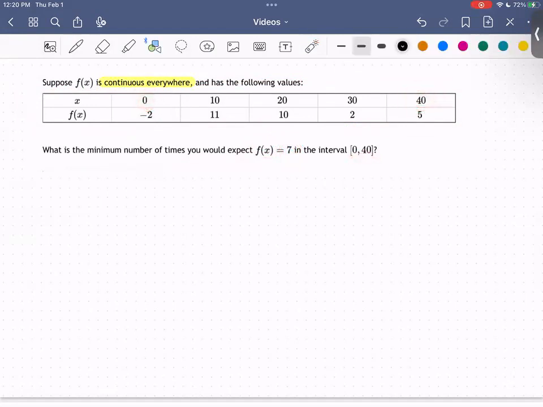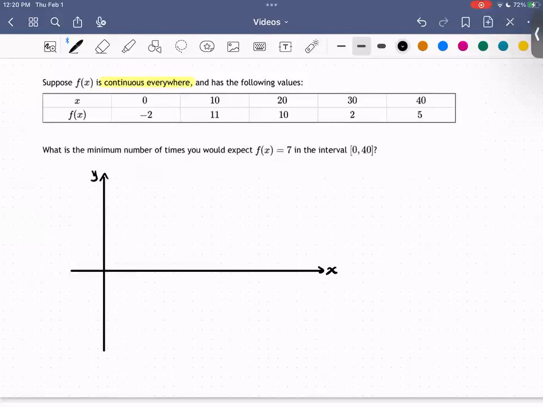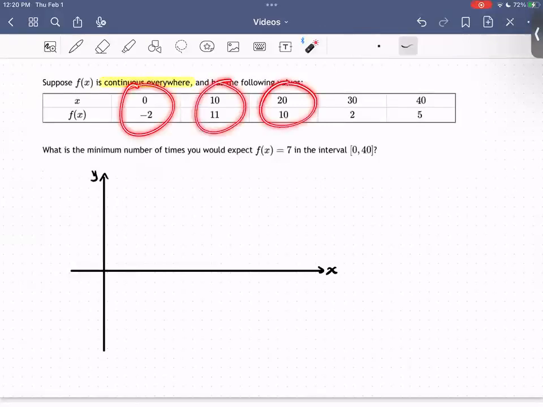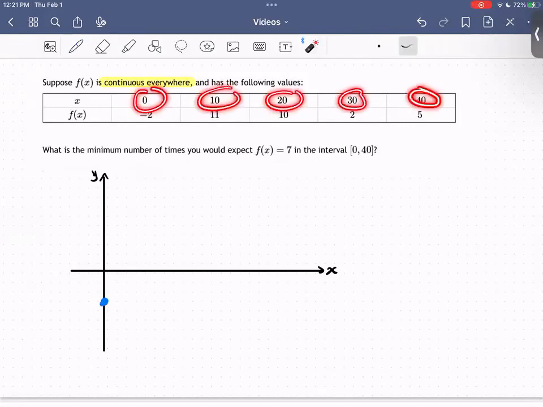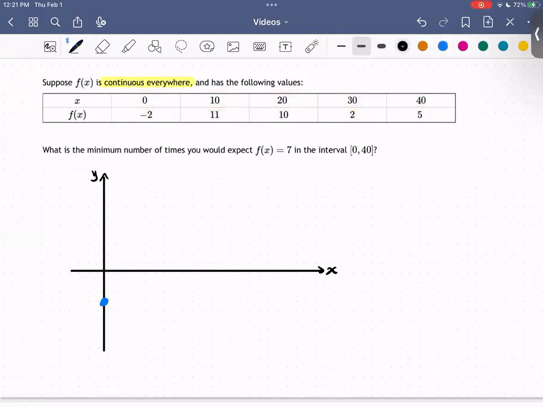Okay, so let's draw a picture and try to get an idea of what's going on. So here's my x-axis and my y-axis. And I'm just going to plot these points roughly on my axes here. We know that the function goes through the point (0, -2). So let's say that's down here. We're told the x values at 0, 10, 20, 30, and 40. So let me put those on my axis here. So I'll say this is 10, this is 20, this is 30, and this is 40.